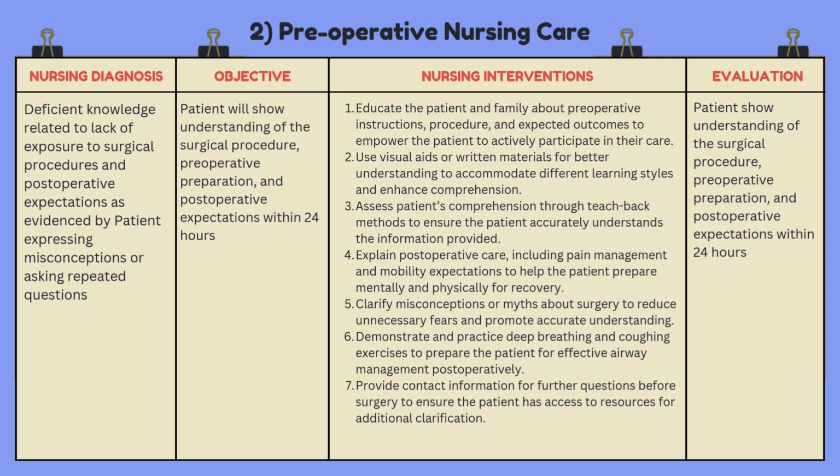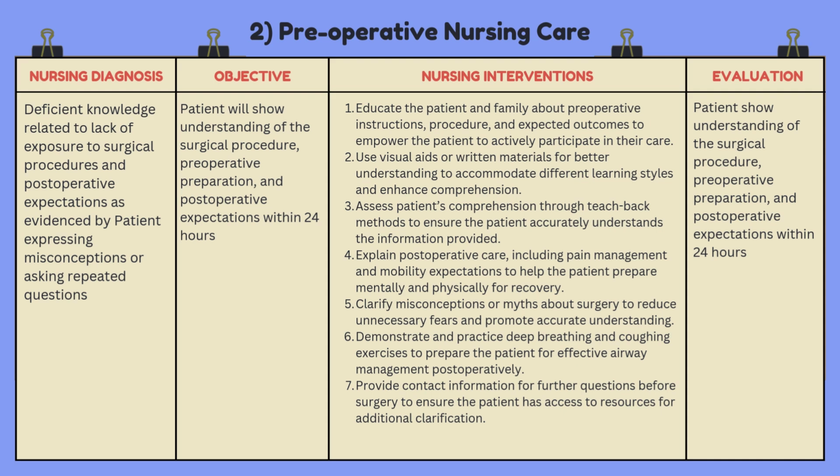Nursing interventions. For the first one, educate the patient and family about pre-operative instructions, procedure, and expected outcomes to empower the patient to actively participate in their care. Besides that, use visual aids or written materials for better understanding to accommodate different learning styles and enhance comprehension. Moreover, assess the patient's comprehension through teach-back methods to ensure the patient accurately understands the information provided.